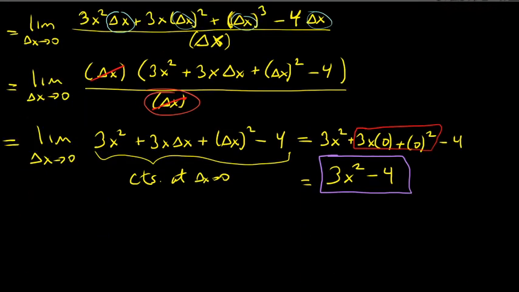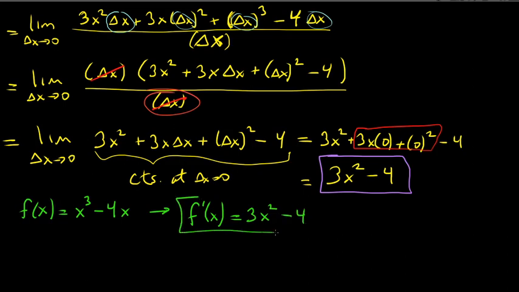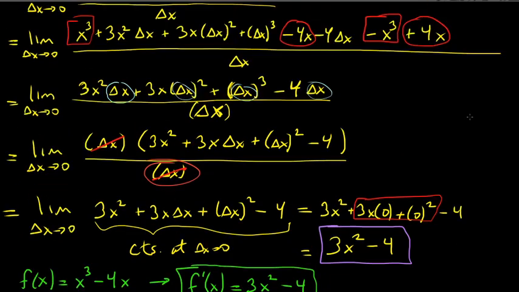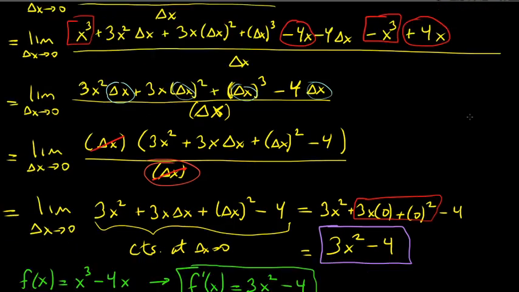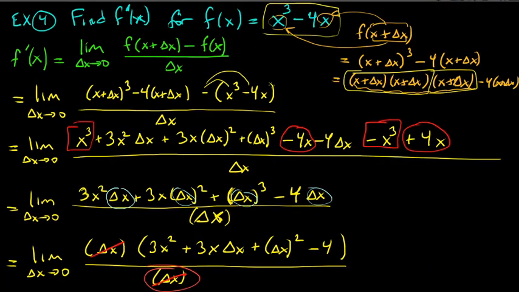So let's write this down. f of x is equal to x cubed minus 4x. Then we get the derivative of f. And after doing all this, the derivative is just 3x squared minus 4. And we're done. Again, not easy, not a simple process. It takes a while. It takes a lot of getting used to, and it's a lot of algebra.